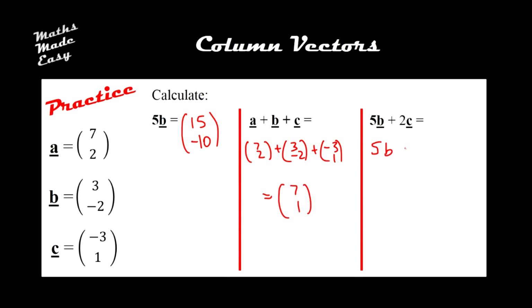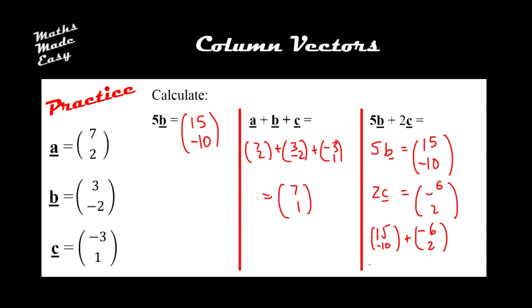For this one, 5b equals 15, -10, just like I had in the first question. 2c equals -6 and 2, and then I'm going to add these together. So I have 15, -10 add -6, 2. So 15 add -6 is just like 15 take 6, so that's 9. -10 add 2 is -8. And that's the end of this video on column vectors.